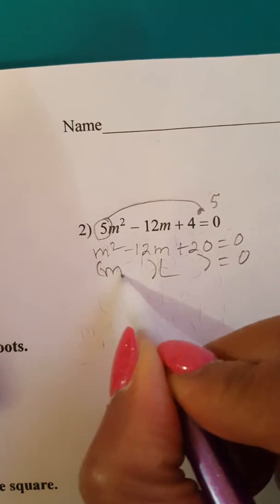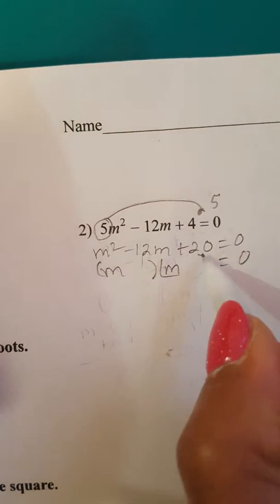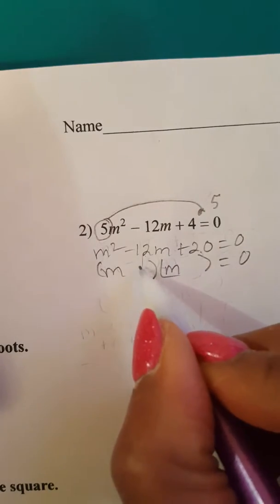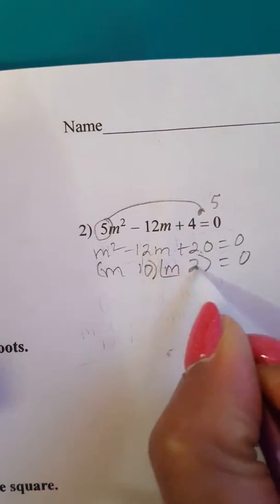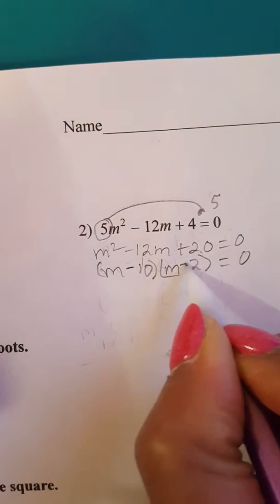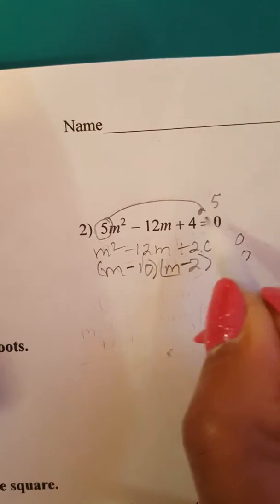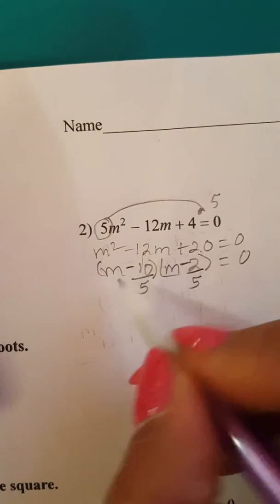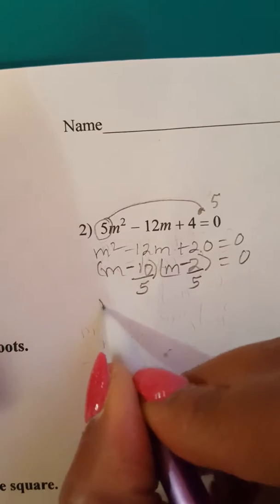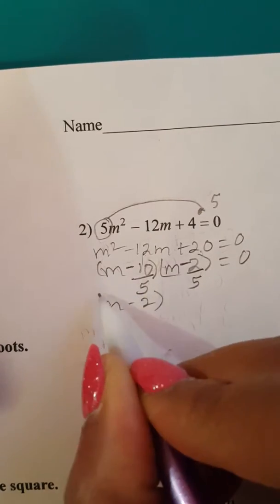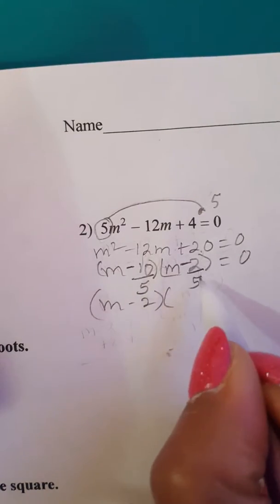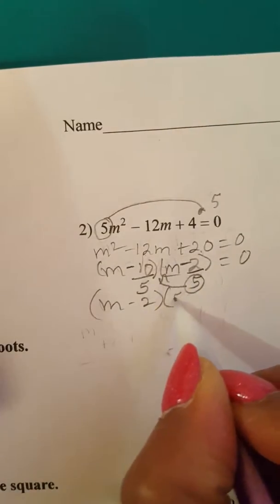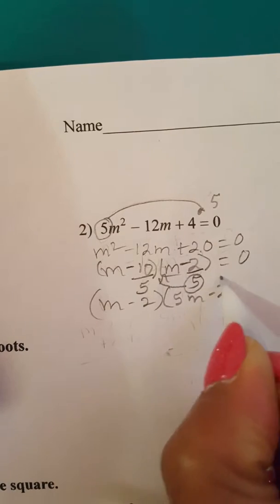M squared is m times m. What multiplies to give us 20 and adds to give us 12? That would be 10 and 2. And both signs should be negatives. And then don't forget to divide by the 5. And then simplify your fractions. M minus 2 times, and here will not simplify. Move the 5 in front of the m, so you have 5m minus 2.